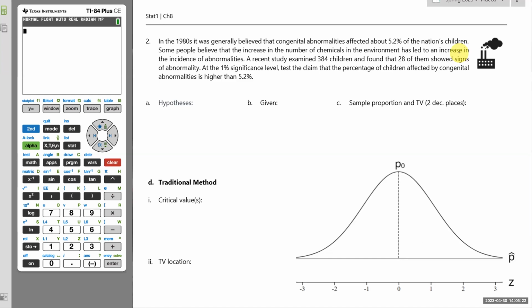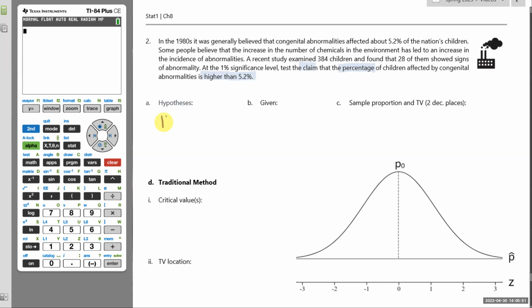A recent study examined 384 children and found that 28 of them showed signs of abnormality. Using a 1% significance level, test the claim. So there's our claim: test the claim that the percentage of children affected by congenital abnormalities is higher than it was in the 1980s. So that was 5.2%.